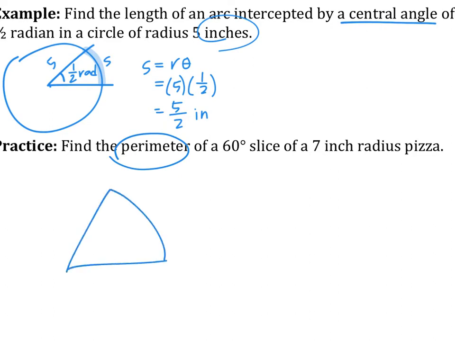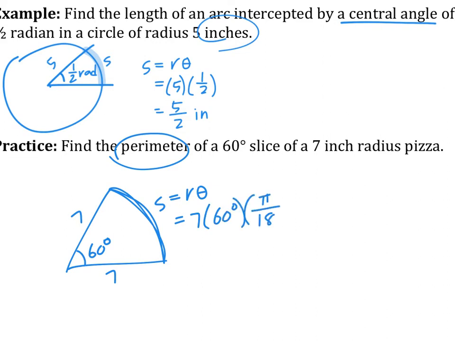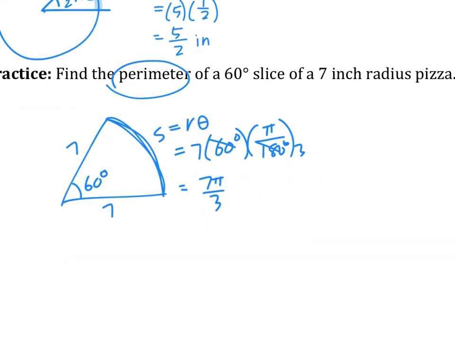So first you have a pizza like this. This is 60 degrees and you want the perimeter, so you know this is 7, this is 7. We need to figure out how long that is. So S is equal to r theta. R is 7, theta is 60 degrees, but we need theta in radians. So we multiply by pi over 180, which cancels to 3. So 7 pi over 3. Again, perimeter means add up all the sides. So that's going to be 7 pi over 3 plus 14, and this is all in inches. Good? Okay. Next, let's review some trig.